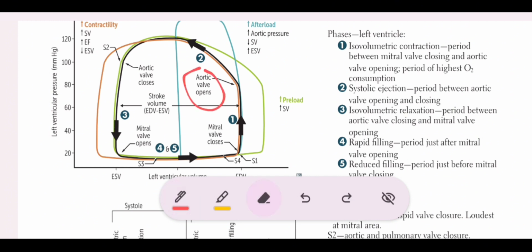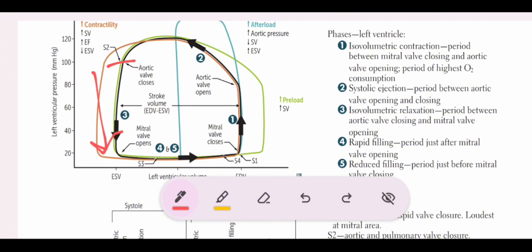When the aortic valve opens, the fluid from the left ventricle starts moving out into the aorta in this direction, and this causes decrease in volume of the left ventricle. At this point, the aortic valve closes. Now, after the aortic valve closes, you can see that the pressure inside the left ventricle has reduced considerably. Now, due to reduction in pressure and the aortic valve closes, the pressure inside the left ventricle is starting to drop.